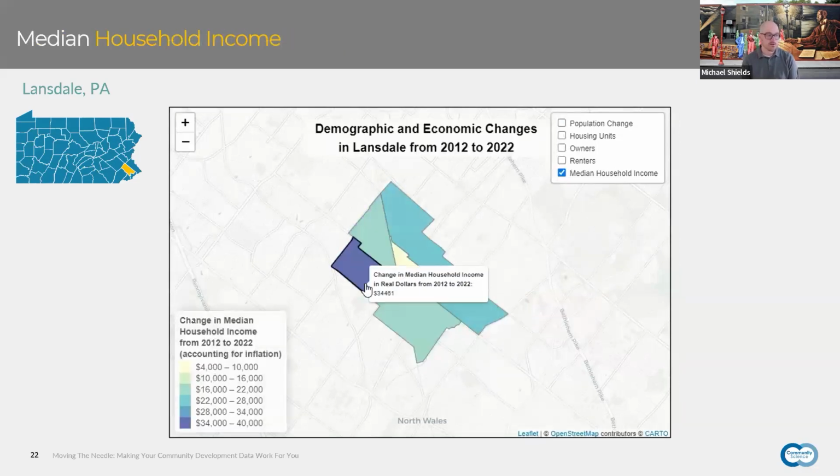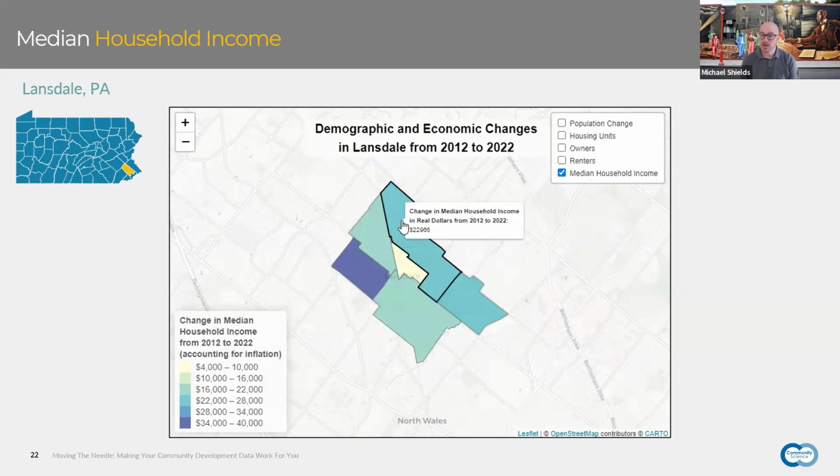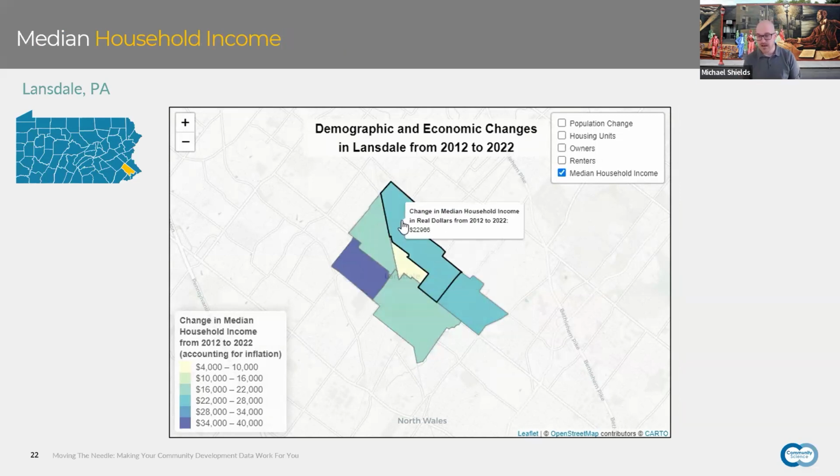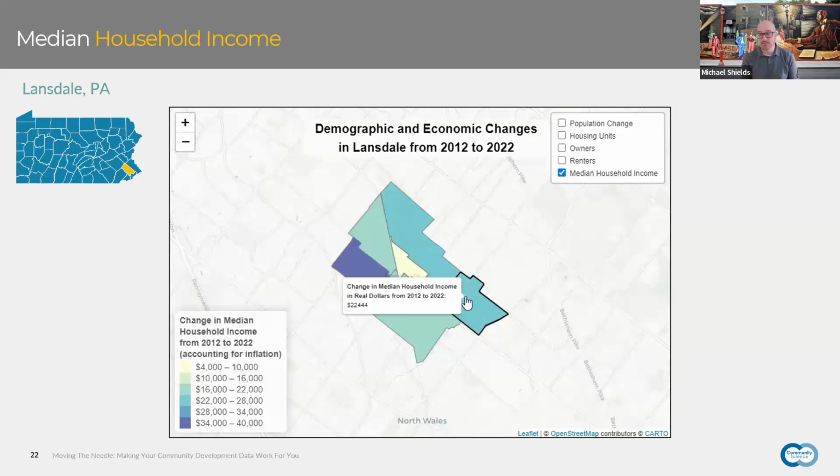Same thing, Lansdale, part of these foundational metrics that we pulled. We were looking at median household income when controlling for inflation. Basically saying, all right, the population's growing, is it an economically wealthy population growth? Like what's going on in terms of median household income? And more often than not, these populations had higher incomes coming in, and that's what we found.